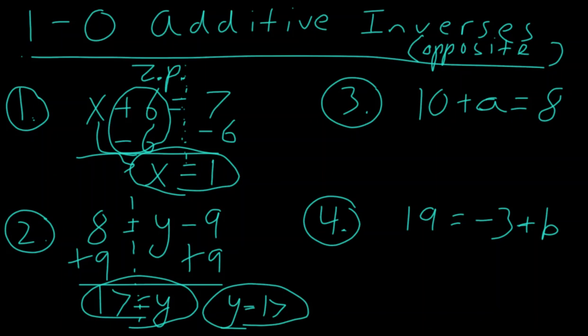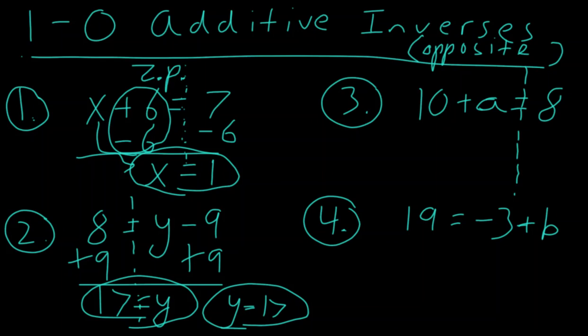Let's look at number 3. 10 plus a equals 8. Well, we're back here on the left side, but the order of our terms has flipped. The constant is now coming first, the variable is coming second. That doesn't change anything. When you look at the 10, you ask yourself, is it a positive or is it a negative? And since there's no sign, we know it's a positive.